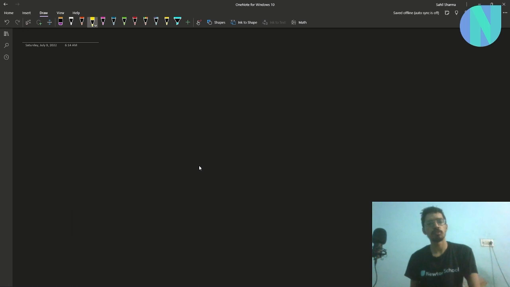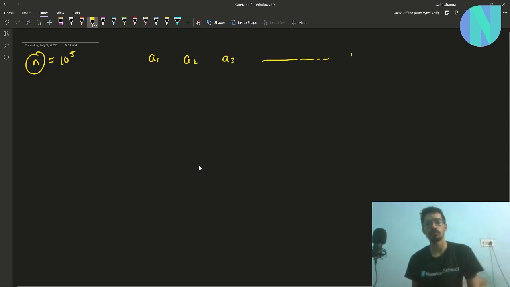In the problem we have been given a permutation of size n, where n is around 10 to the power 5. The permutation is, let's say, a1, a2, a3, and so on up to an. This is a permutation of integers from 1 to n.